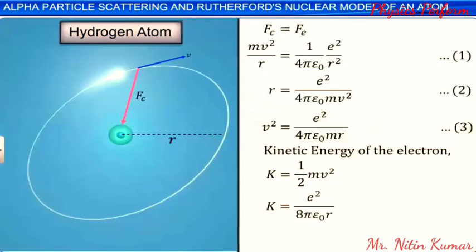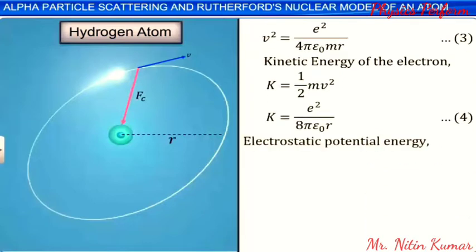Let this be equation 4. The electrostatic potential energy of the electron, U, is equal to minus e squared by 4 pi epsilon naught r. Let this be equation 5.